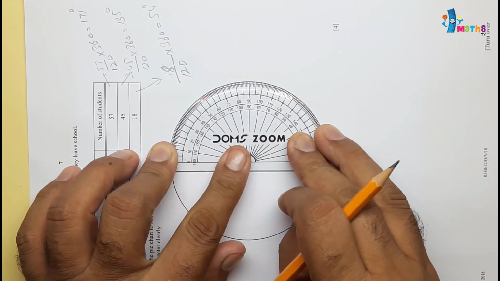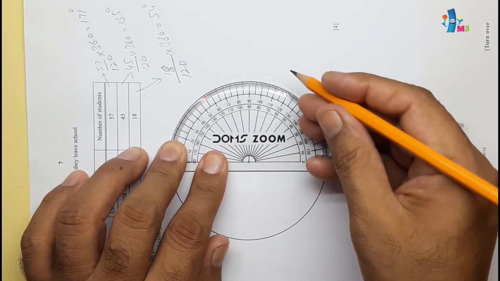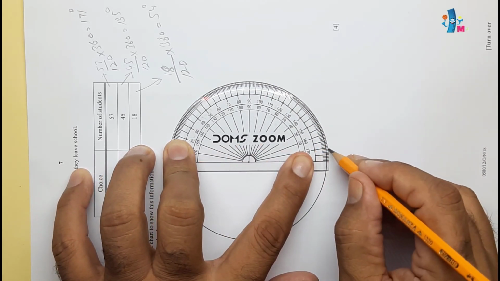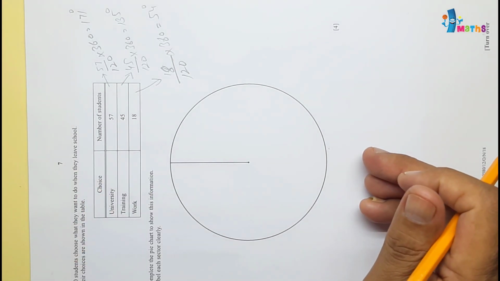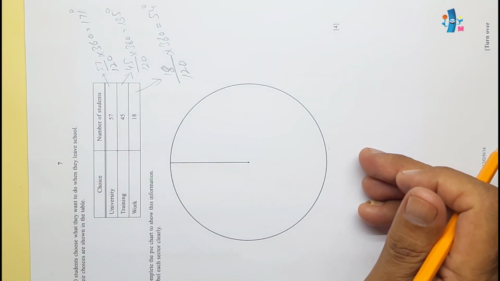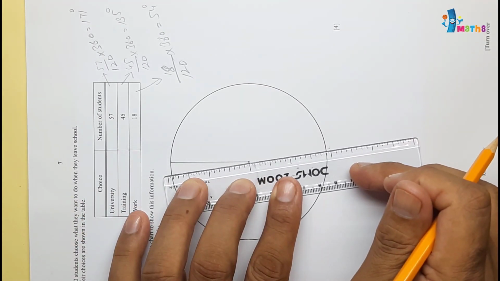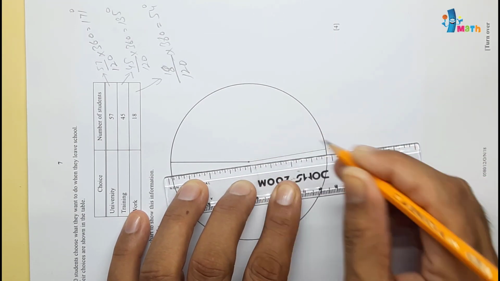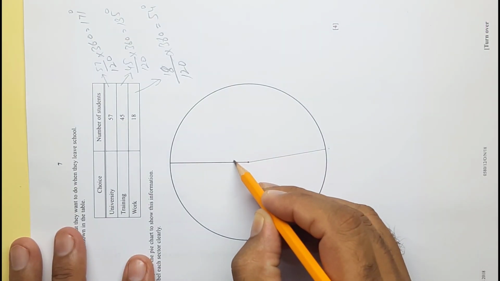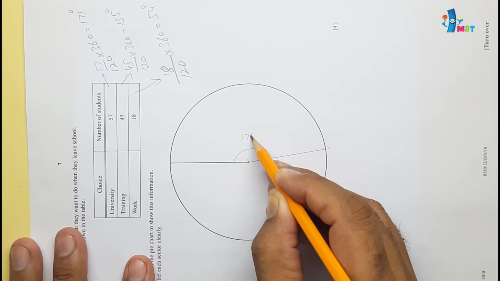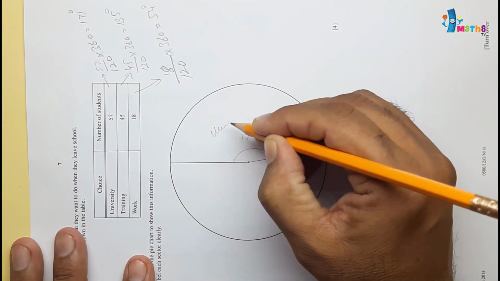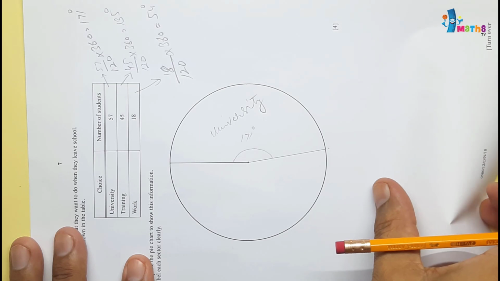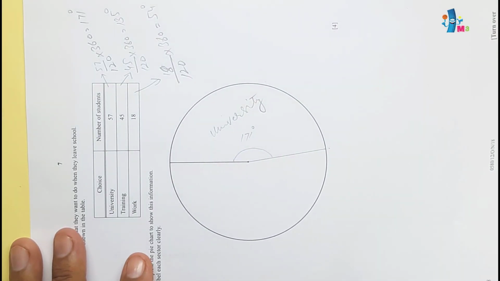After fixing this one over here, we can check 160, 70, and this will be 171 over here, and we can draw a line with any straight edge or ruler. This will help us draw the line, and we can join this with the center, and write the angle here as well. This angle is 171 degrees, and this is basically university. We can write here university.